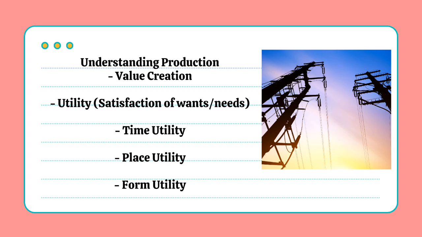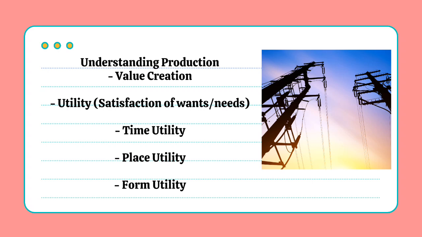Number three, time utility. Production can involve creating time utility. For example, a food preservation company in Kano can process and can tomatoes, making that produce available for consumption at a later time. Number four, place utility. Production also includes creating place utility. When a transportation company moves goods from a factory to a market in Lagos, they are engaged in production by making the goods available where they are needed.